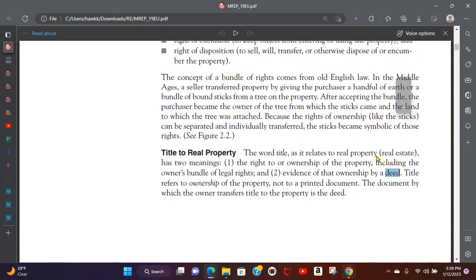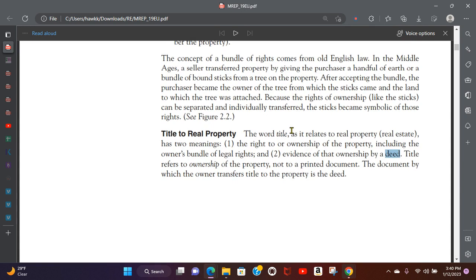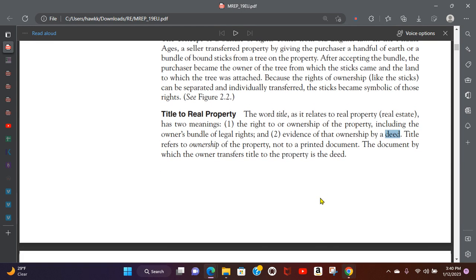Do you see what's happening? The concept of a bundle of rights comes from Old English law. Just a bundle of sticks, man, not a piece of paper. Man, it gets deep. You gotta understand that it gets deeper than what's on the surface or the subsurface.